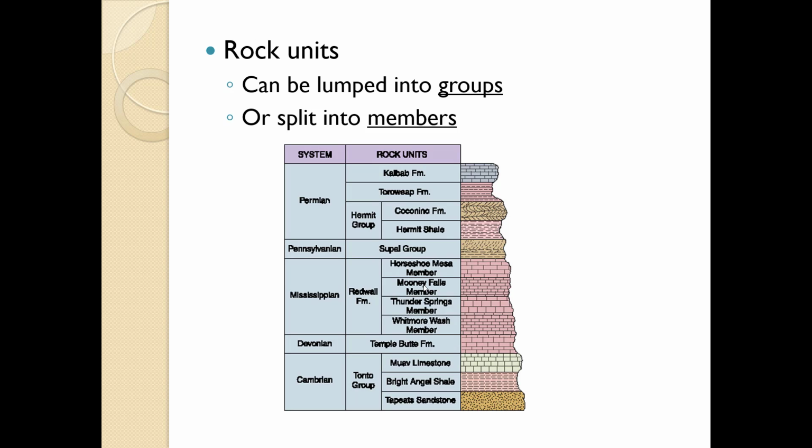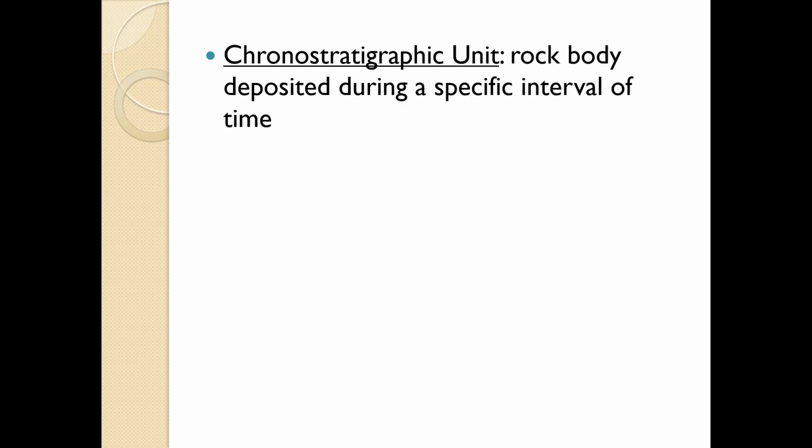So you might be able to find a member from Rochester to Batavia to Buffalo, but you might not, because again, they're smaller subsets of rock units. And to be honest, all of this has a certain amount of arbitrariness to it, because again, this is just how people organize rock layers based on their own interpretations.